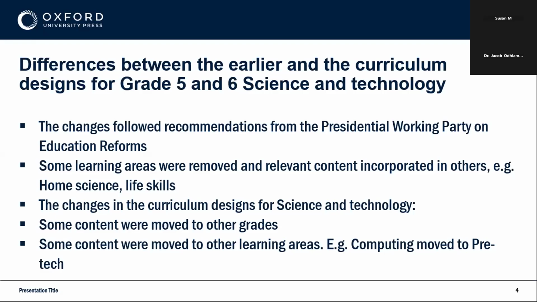Now the changes in the curriculum design for science and technology, we'll highlight just two changes. Some content were moved to other grades. That is from the grade 5 and 6, science and technology. Some content were moved. We are going to see that shortly. And also some content were moved to other learning areas. For example, computing was moved to pre-tech. In the next slide now, we just want to highlight the content areas that were affected.